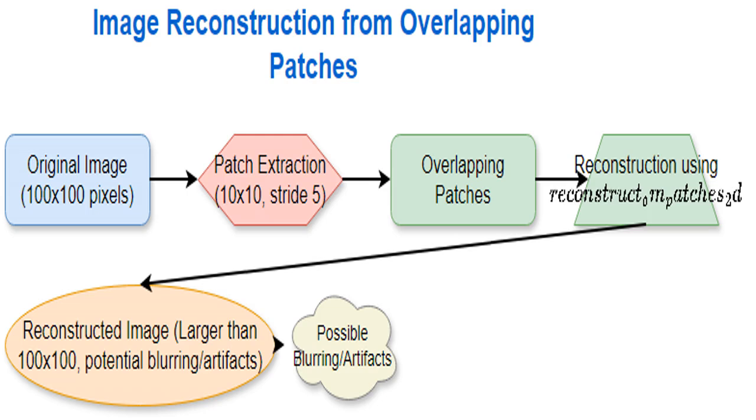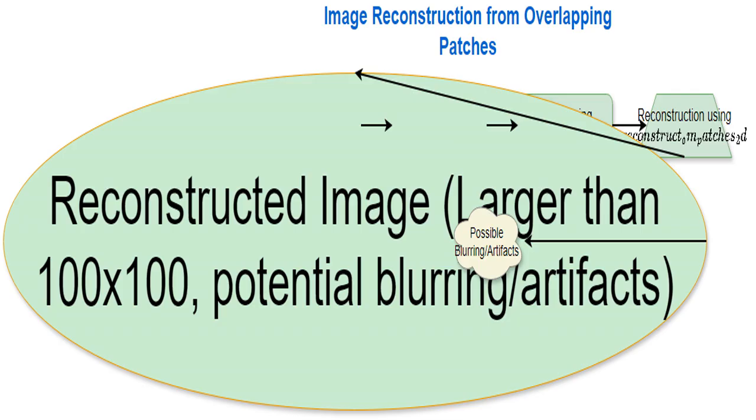I'm starting with a 100 by 100 pixel image. This is my base image, the one I want to reconstruct from its patches. Because of the overlap, the reconstructed image will be larger than the original 100 by 100 pixels. The extra size comes from the overlapping parts.